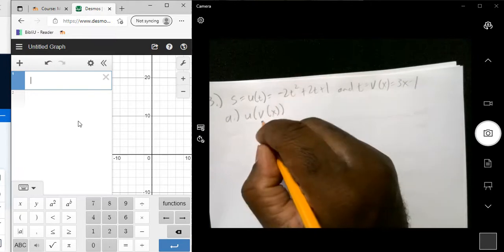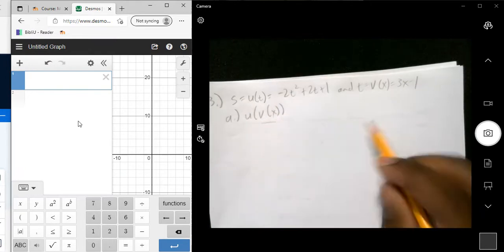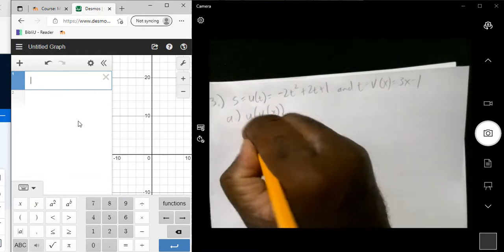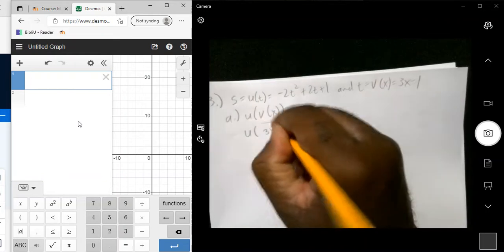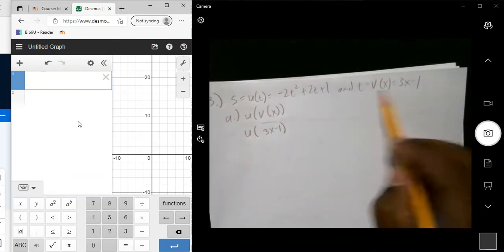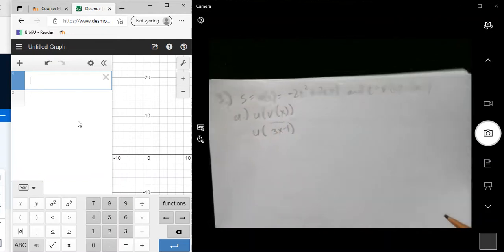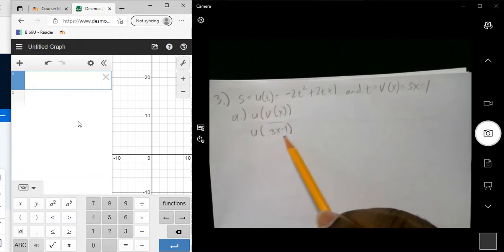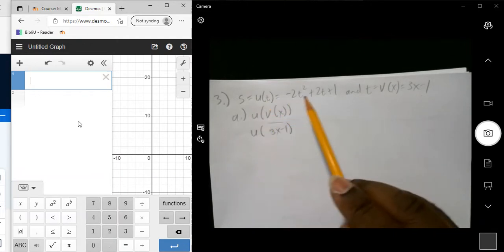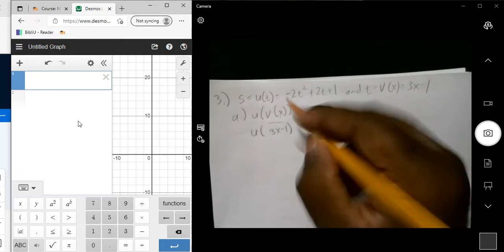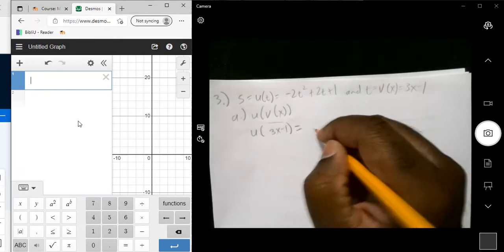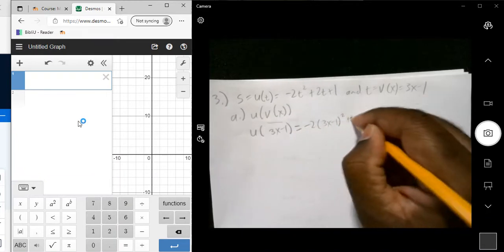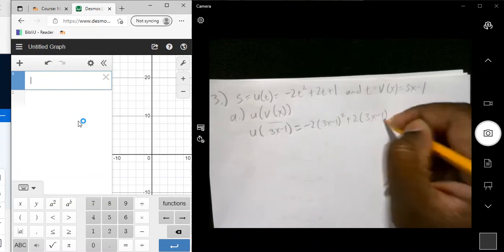So basically, the first thing we would do here, we would do v of x. So v of x is 3x minus 1. So you have u of 3x minus 1. So that would take care of the v of x. Now what we have to do is, you see this u of t here? This 3x minus 1 will replace all of the t's that you have here. So it'll be u of 3x minus 1 is equal to negative 2 times 3x minus 1 squared plus 2 times 3x minus 1 plus 1.